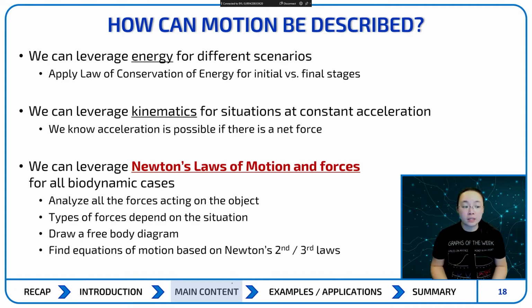In terms of applying this, it means you'll have to read the question, analyze all of the forces that are acting on the object, figure out what kinds of forces are acting on your object, and that is going to change depending on where your object is and what it's interacting with. Next, you draw a free body diagram, do all the labels, and then just come up with a bunch of equations based on Newton's second and third laws. Once you have a bunch of those equations, you'll be able to see whether you can solve directly or whether you need to do a little bit of algebraic manipulation in order to get your answer.